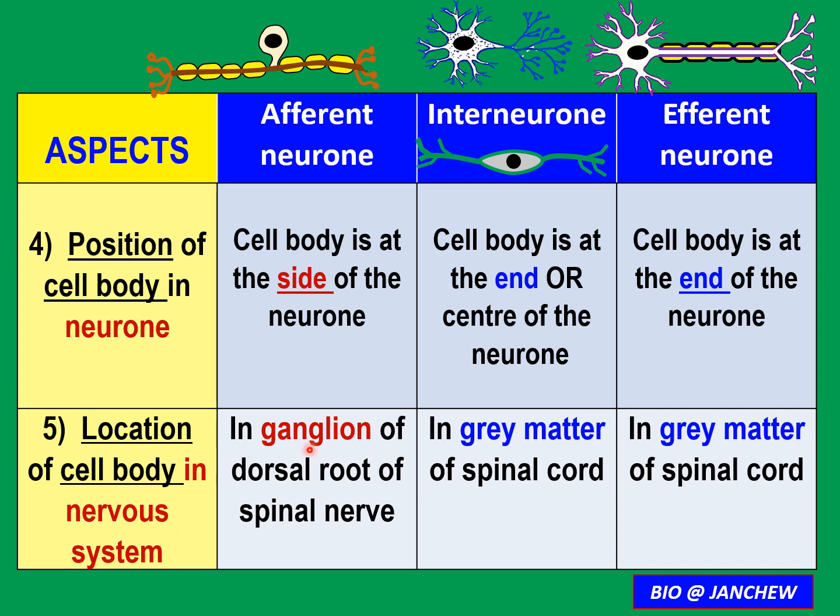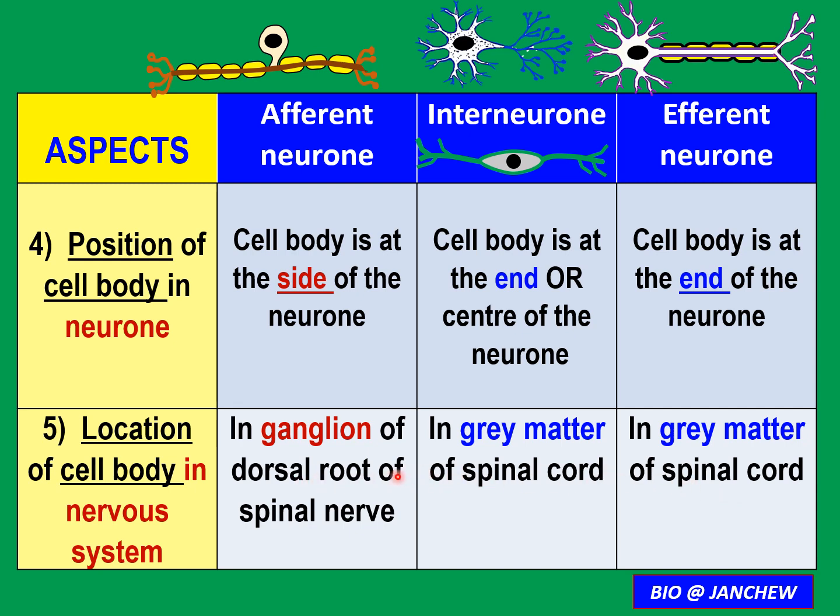It's in the ganglion of the dorsal root for the afferent neuron. Ganglion of the dorsal root of the spinal nerve. I'll show you in a minute. And for the interneuron, it's in the gray matter of the spinal cord. And for the efferent neuron, the cell body is also in the gray matter of the spinal cord. All these are talking about where the cell body is.